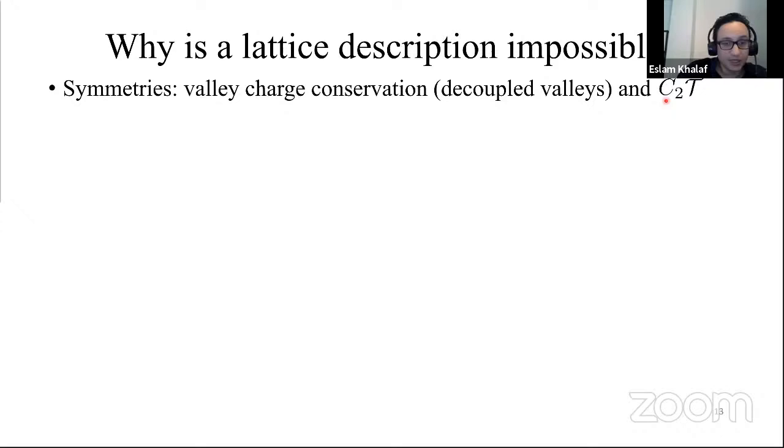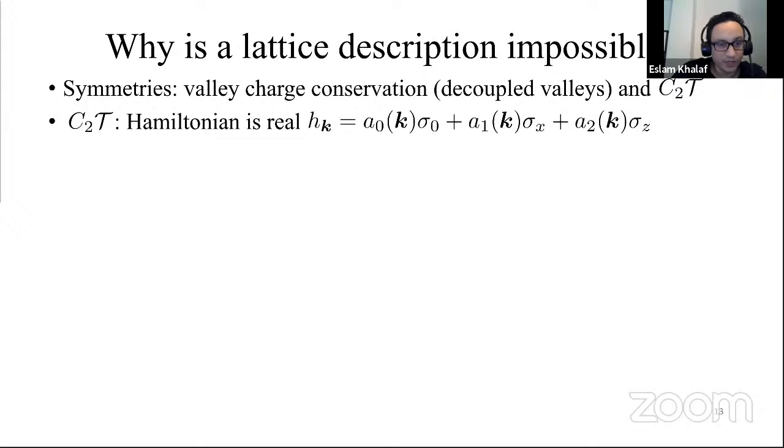So valley charge conservation means that we want to assume that if we are at low enough energies, these valleys are really decoupled and don't talk to each other. So if we think of a lattice model, we think of a lattice model that describes a single valley. And the second symmetry we want to preserve is this combination of time reversal and twofold rotation. As I told you before, this symmetry is local in momentum. So if we want to consider the Hamiltonian for a single valley, this symmetry, which is local in momentum but involves complex conjugation because of time reversal, enforces the Hamiltonian to be real.